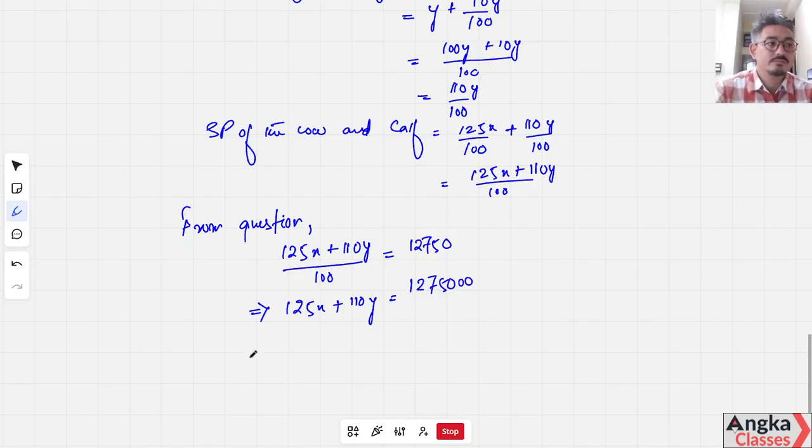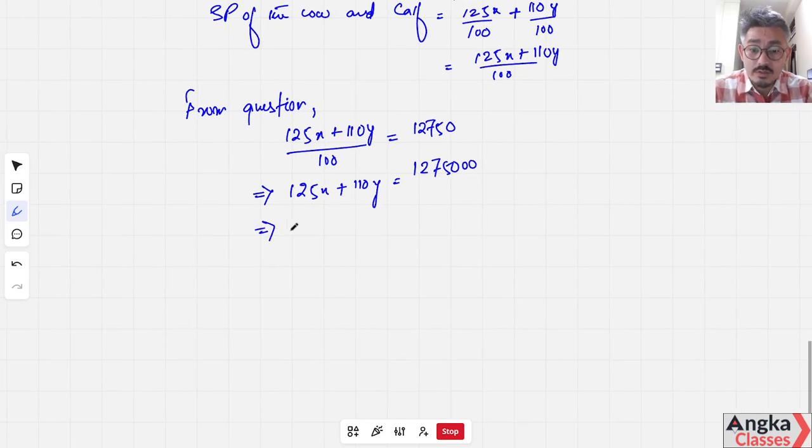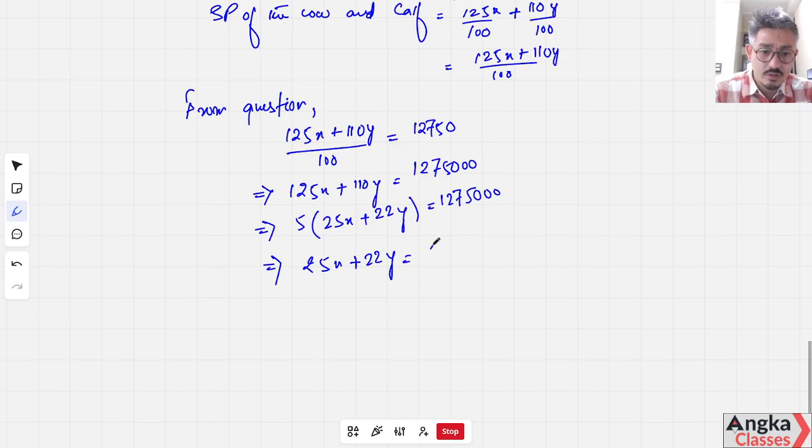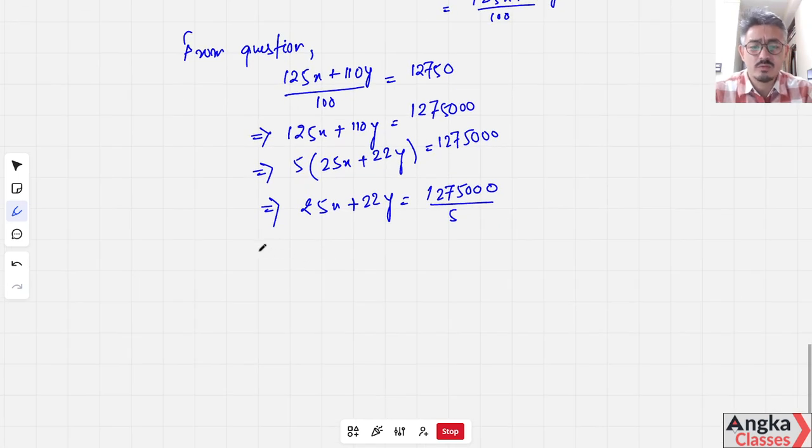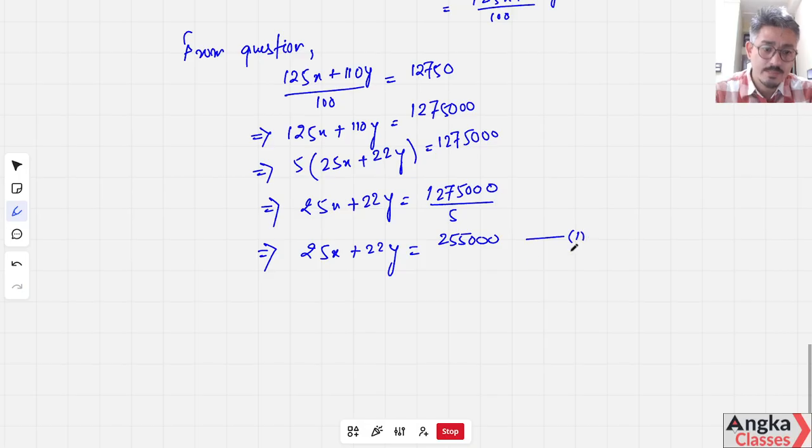We will take 5 common here: 5 times 25 is 125 and 5 times 22 is 110y. Dividing 1275000 by 5, we have 25x plus 22y is equal to 255000 after cancelling the zeros. So 25x plus 22y is equal to 25500. We'll call this equation 1.